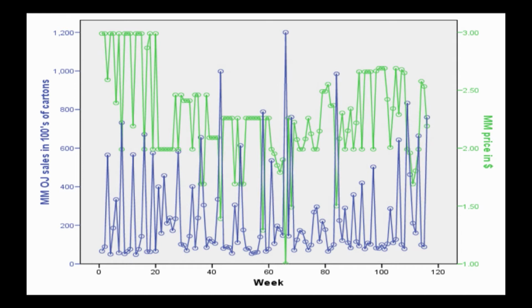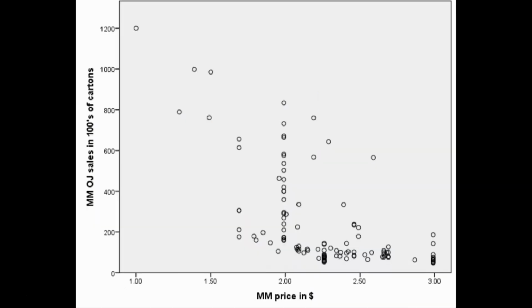So instead, why don't we look at the graph in a slightly different way, and what I'll do is plot a scatter plot such that this time price is on the x-axis and sales are on the y-axis. And so what we see is it looks like there's a pretty clear negative relationship, such that as price increases, sales decrease. Of course, the point of statistics is that we don't want to be eyeballing these types of relationships, we actually want to test for them.